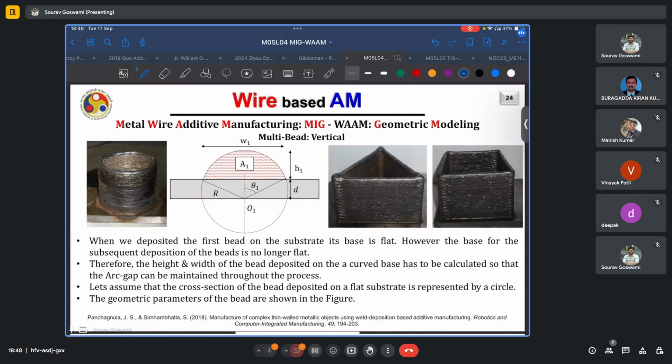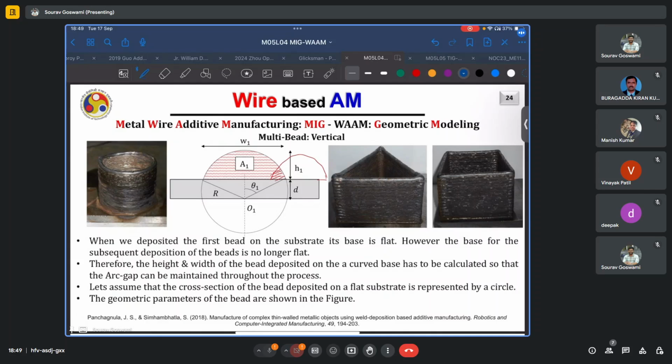However, till now we were discussing multi-bead deposition in the plane, or in the XY plane. And in that case, the substrate which the deposited bead encountered was always horizontal, apart from this small region, of course, where this bead would have overlapped with the existing bead. But for most of its deposition area, it would have encountered a flat substrate.